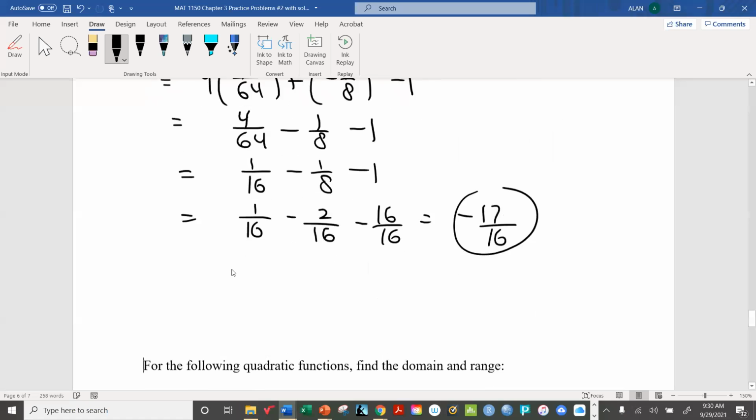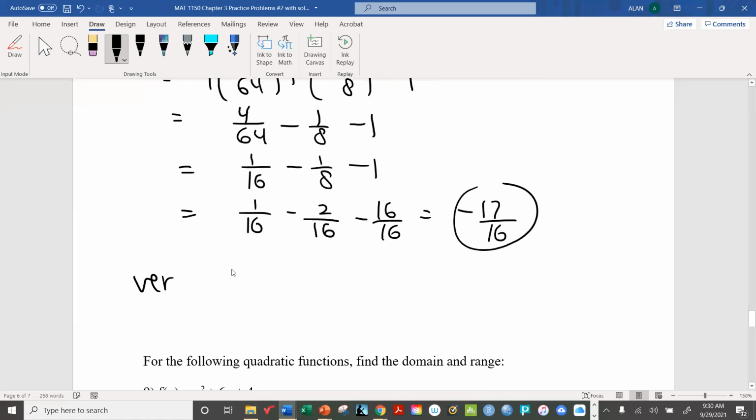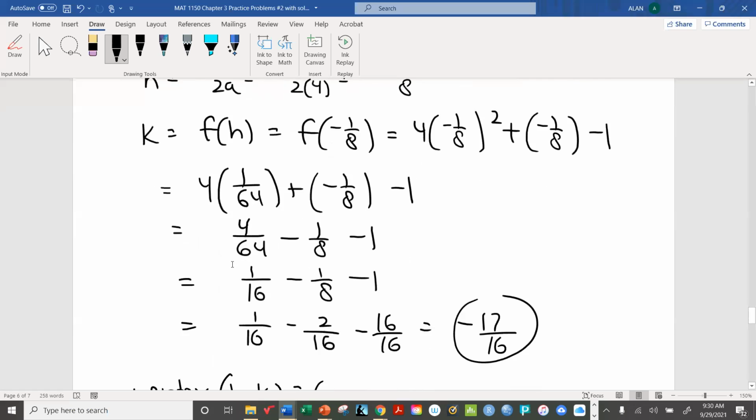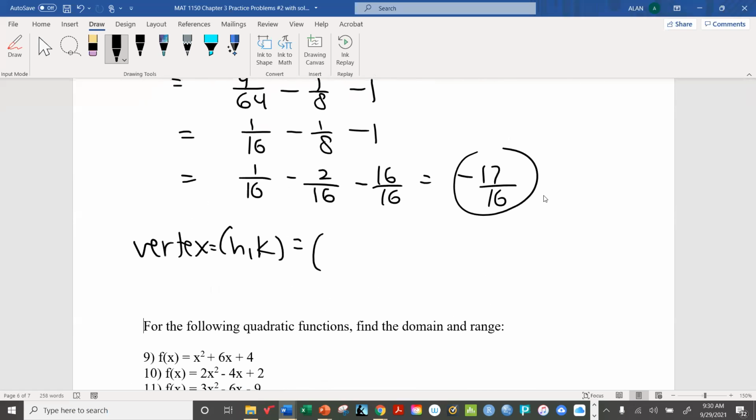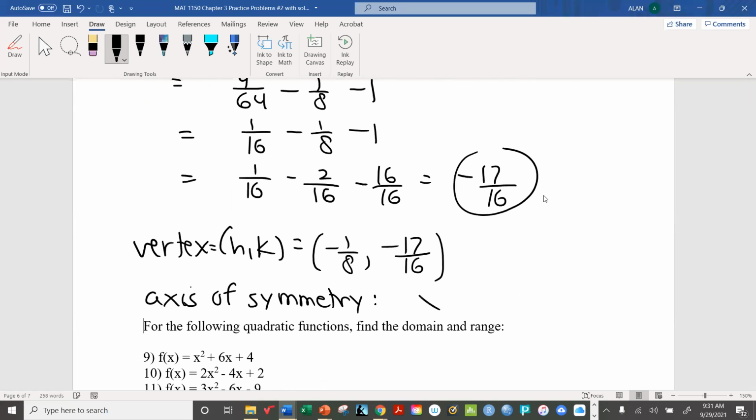So the vertex is, of course, (h, k), which means minus an eighth and minus 17 over 16. And naturally enough, that means that the axis of symmetry is x equals negative 1 over 8.